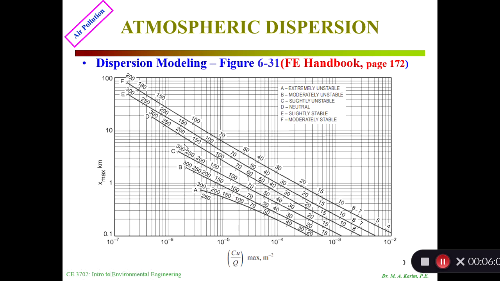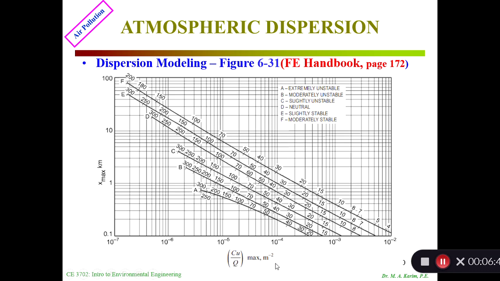We can use this figure also to find some concentration. This one, CU over Q. As I mentioned, Q is the emission flow rate, whereas in the book the E value is used. C is the concentration, U is the wind speed. If I know these numbers, this is category A, B, C, D, E, F, and the numbers over here are the effective stack height. So if the stack height is 70 meters and the class is A, then I should go find the value of C over Q, and also at what distance this concentration will happen.